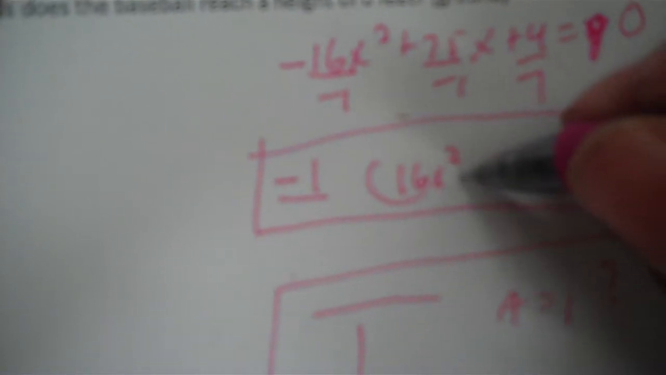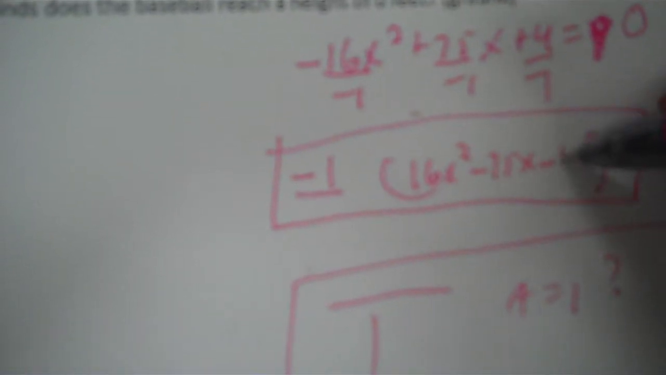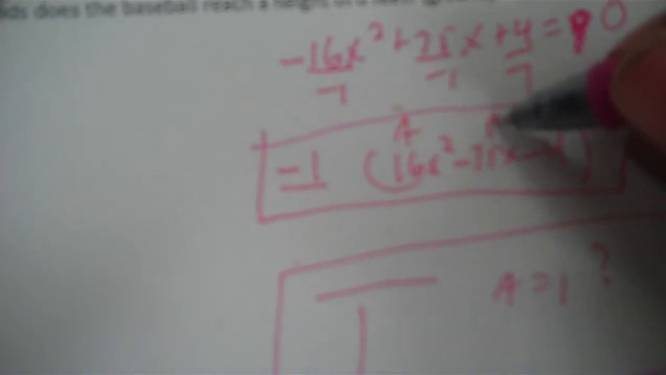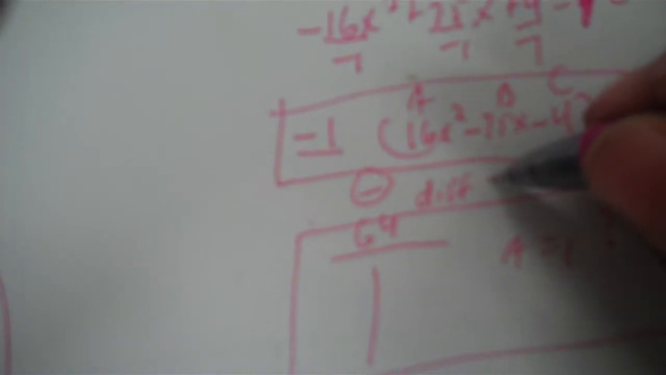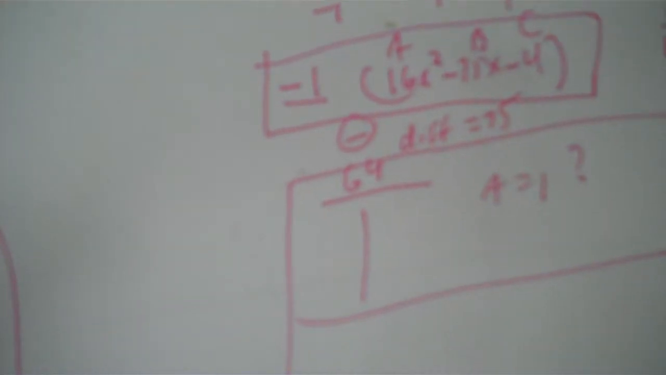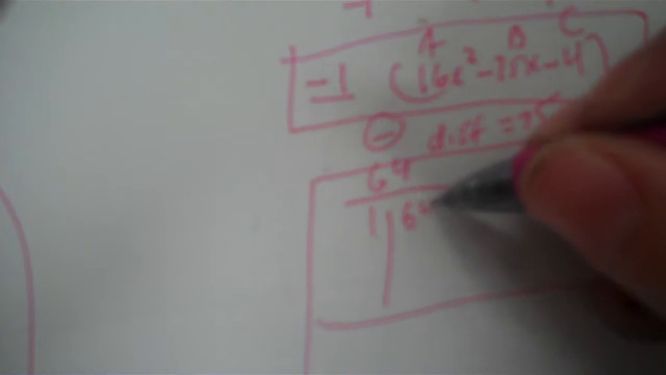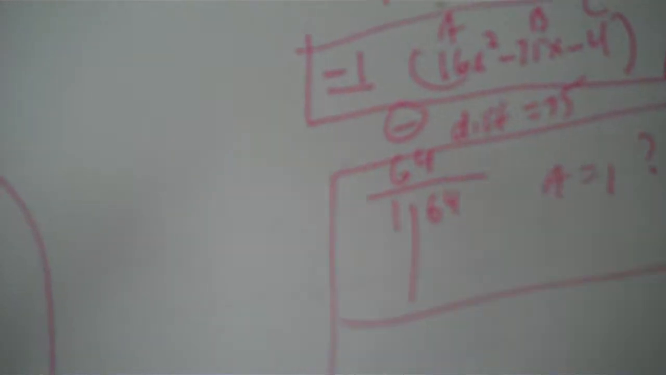So when I divide by negative 1, the signs just change. So 16x squared minus 75x minus 4. So negative 64, that's what you get. That's what A times C is, with a difference of 75. That's impossible, okay? Because 1 and 64 is not a difference of 75, so we need to go to our song.